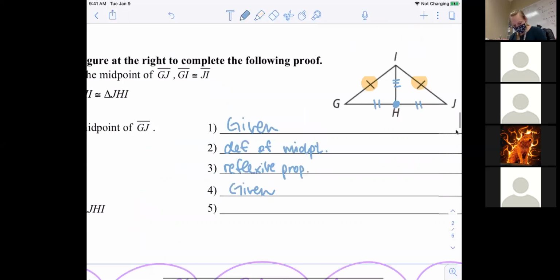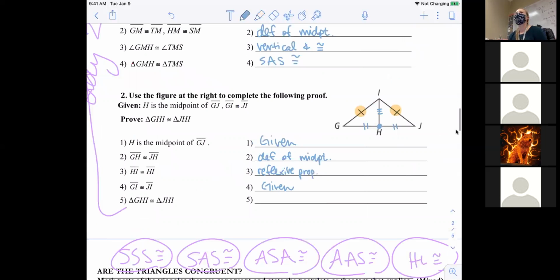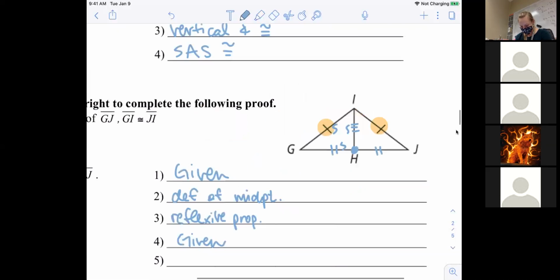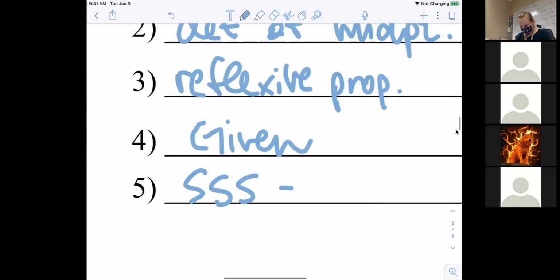And then last it says these triangles are congruent. Why do I get to say these triangles are congruent? I agree, Nolan. Why? All the sides are congruent. Very good. Nolan said SSS. He sees all my sides are congruent. Side, side, side. No angles, no nothing. Side, side, side. Very good.